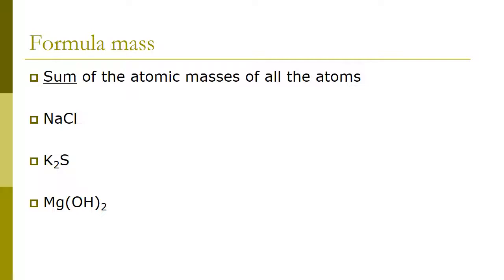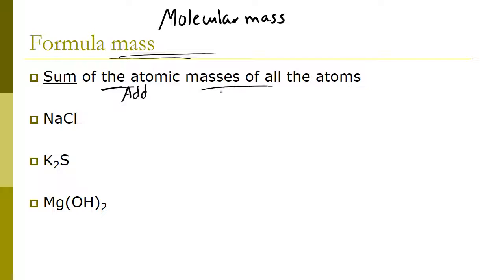Okay, so for the first mathy type thing that we're going to do, other than counting numbers of protons and neutrons and electrons, we're going to look at something called formula mass. Depending on the text that you're using, this could also be called molecular mass. Those are the two most common, molecular mass and formula mass. And what we're going to do is sum, or add, the atomic masses of all of the atoms in a compound.